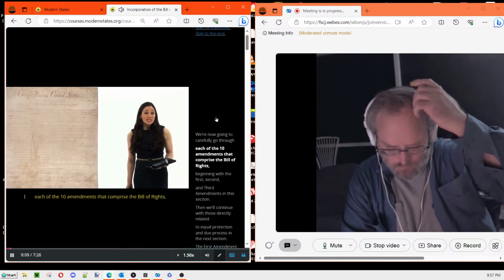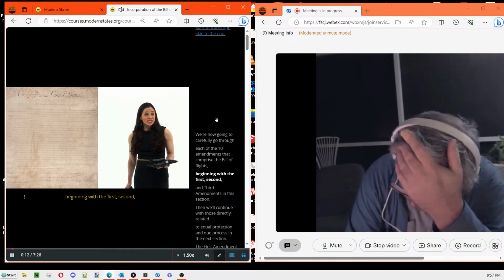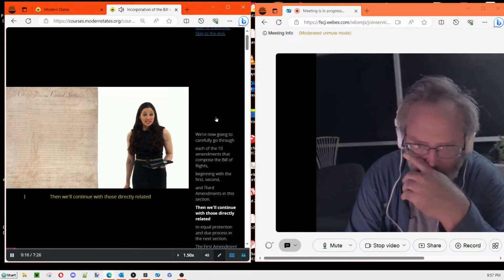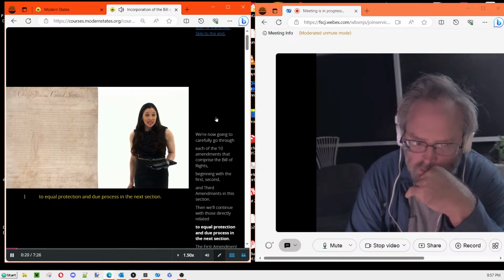We're now going to carefully go through each of the 10 amendments that comprise the Bill of Rights, beginning with the First, Second, and Third Amendments in this section. Then we'll continue with those directly related to equal protection and due process in the next section.